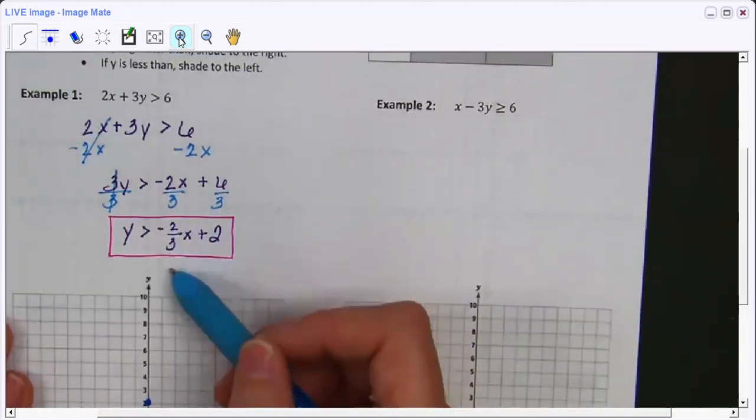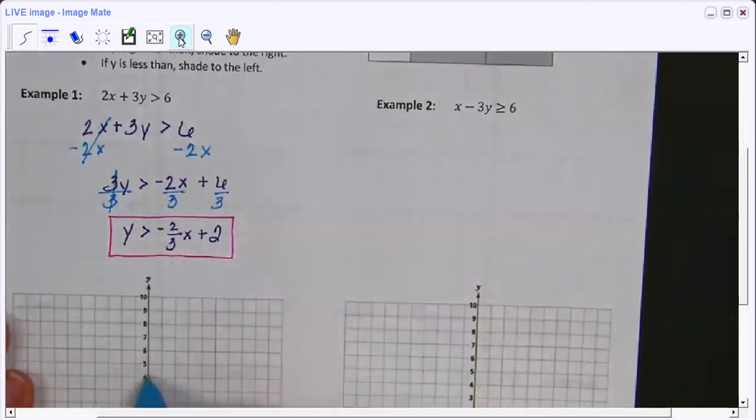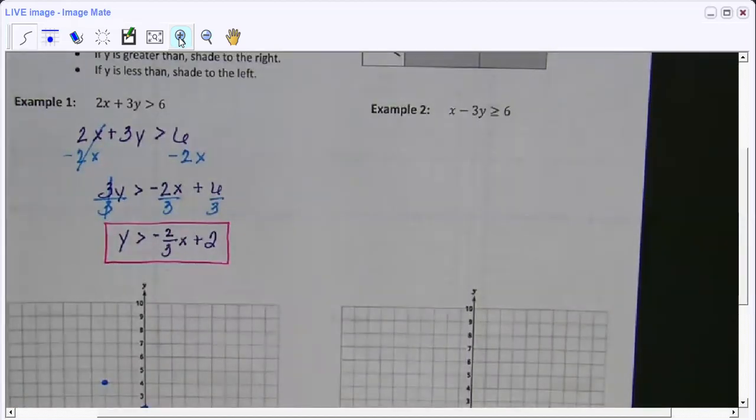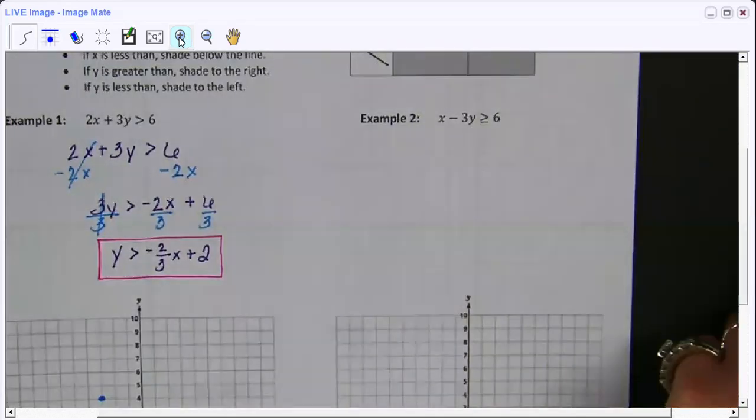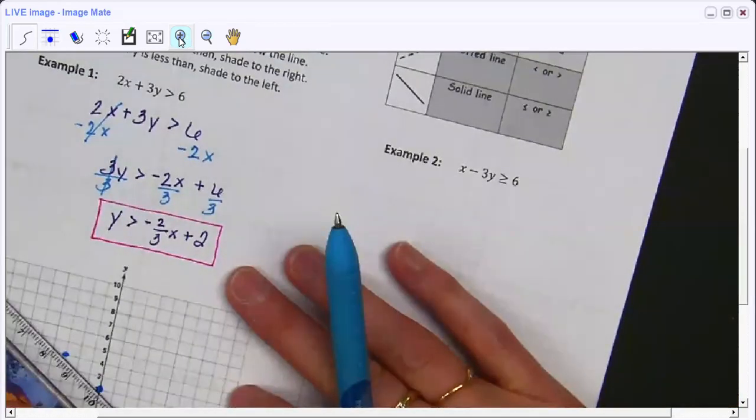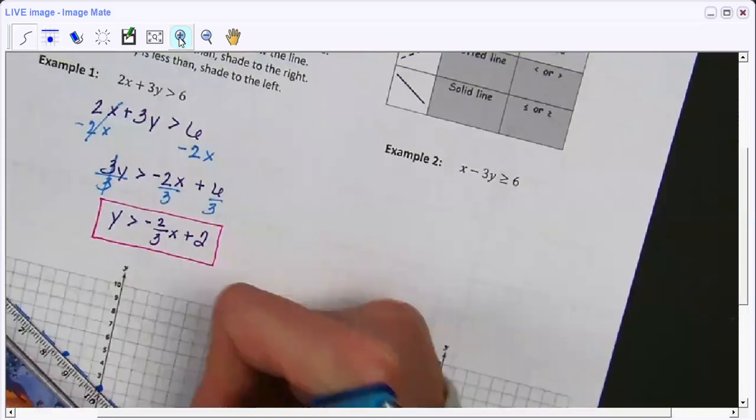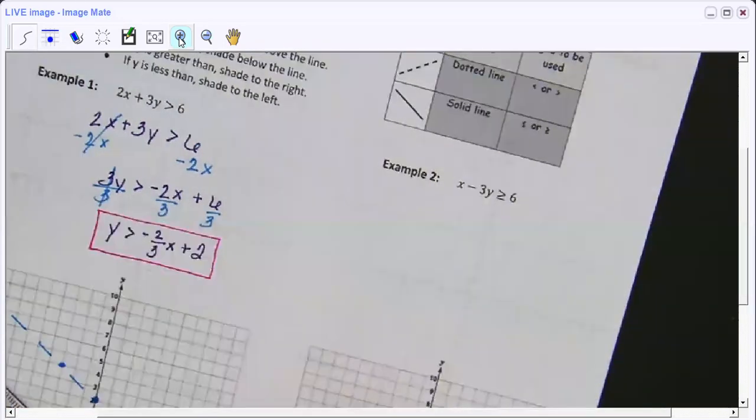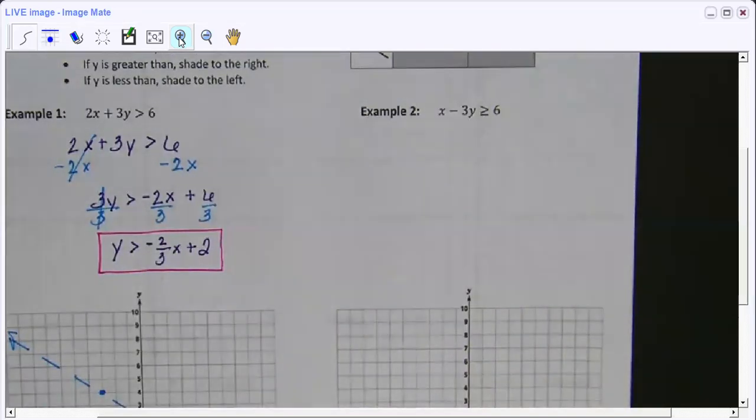Okay, and then I'm going to graph my slope, which is up 2, run 3, but I have to go in the negative direction. So I'm going to go up 2, and over 1, 2, 3. You could also go down 2 and over 1, 2, 3. And then we're going to draw our line. Now remember, because it's just greater than and it does not have an equal sign, that means that I am going to draw a dashed line. So I'm just going dash, dash, dash, dash. Because there is not an equal sign underneath my inequality, I have a dashed line.